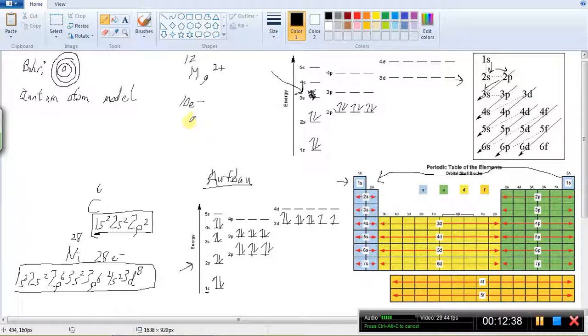And then we're left with this, and so we could write out our electron configuration: 1s2, 2s2, 2p6. And there's our electron configuration for magnesium 2+.